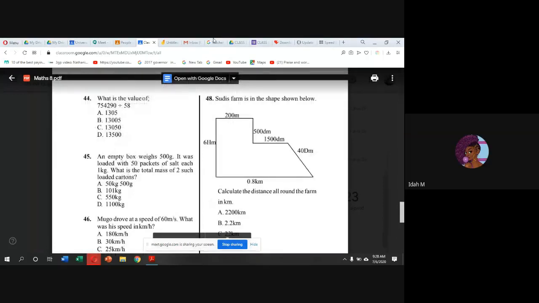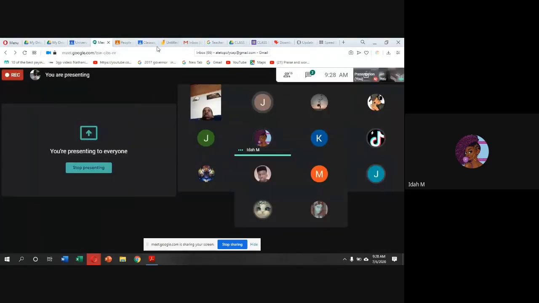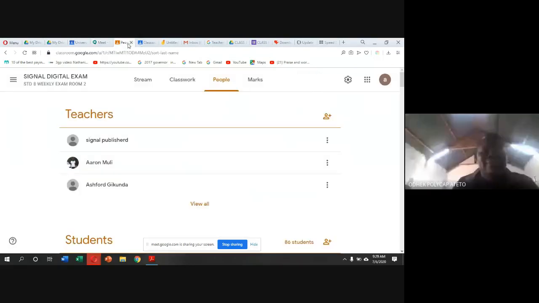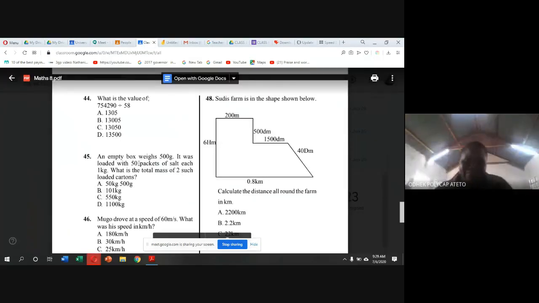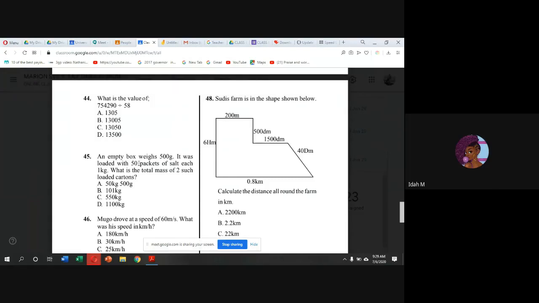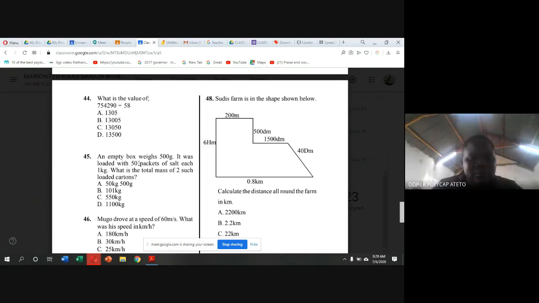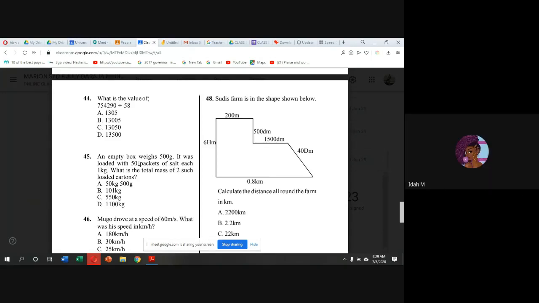An empty box weighs 500 grams. It was loaded with 50 packets of salt, each 1 kilogram. What is the total mass of 2 such loaded cartons? Okay, now to get the amount of kilograms the salt was, you're going to do 50 times 1. Those are 50 kilograms. Then plus 500 grams because of the box, you're going to get 50 kilograms and 500 grams, which is for one box. Then you multiply by 2.